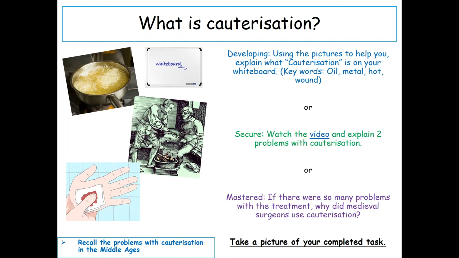If you're a secure student, watch the video and explain 2 problems with cauterisation. If you're a mastered student, if there were so many problems with this treatment, why did medieval surgeons use cauterisation as a treatment? Take a picture of your completed task to upload onto Class Charts.